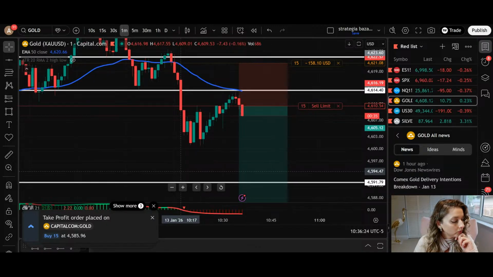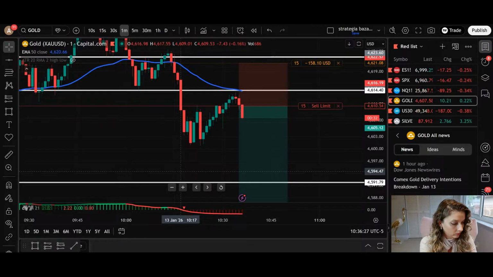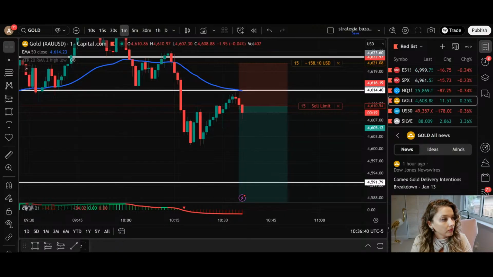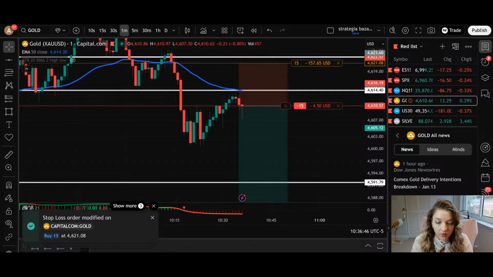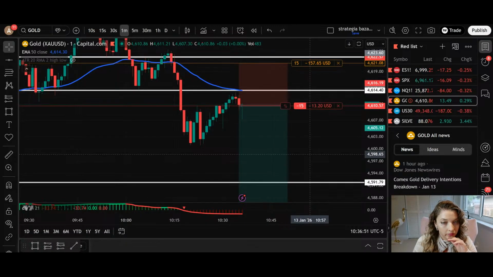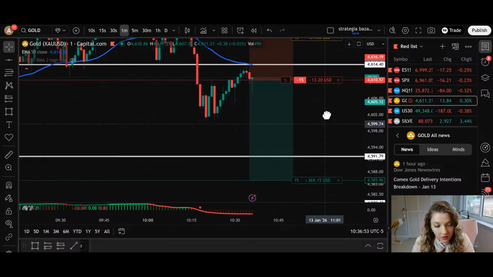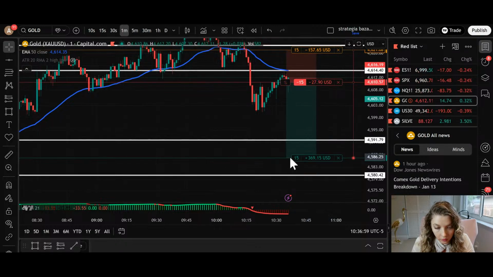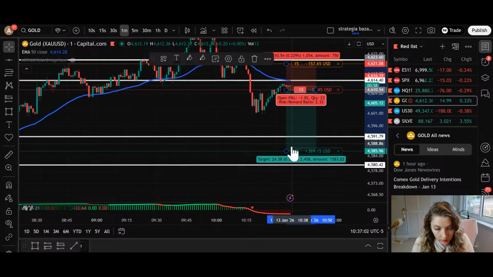The beautiful orange. Okay, here we go. Let's see, it's gonna go down. It should be. Wait, it's too much.